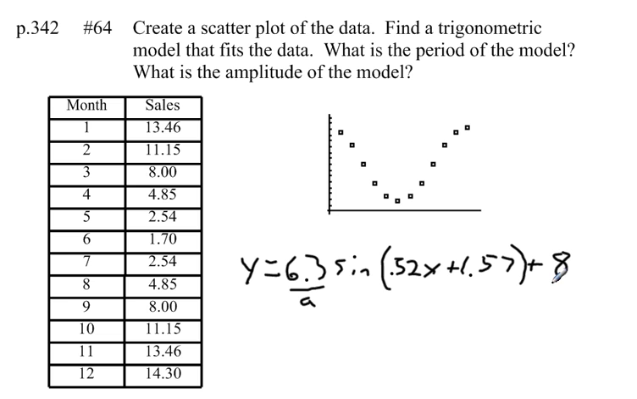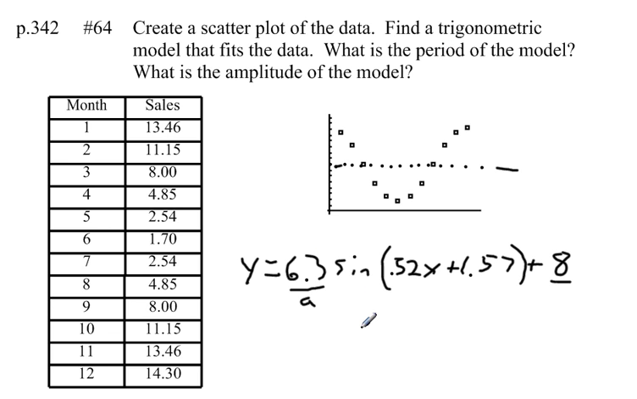A few other things. This value right here, d, is my vertical shift. So if I go 1, 2, 3, 4, 5, 6, 7, 8 units, there's my vertical shift, meaning my sine curve goes up and down around that axis, up 8 units. So my period, 12 months, makes sense based on the situation.